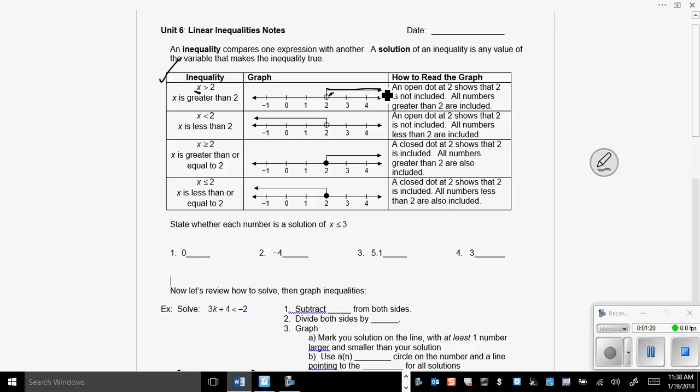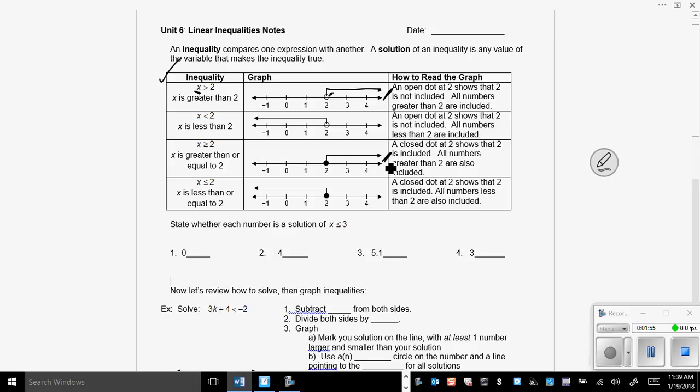Now, x is any number less than 2. So again, it's an open circle because it's not equal to, it's simply less than. So open circle to the left because it's less than. Now, our third example, we read this as x is greater than or equal to. When we want to show that the number is equal to, we do use a closed dot. These two are very similar, they go both ways. The only difference is closed dot, open dot.